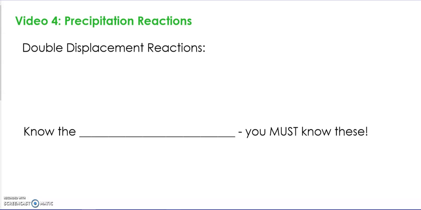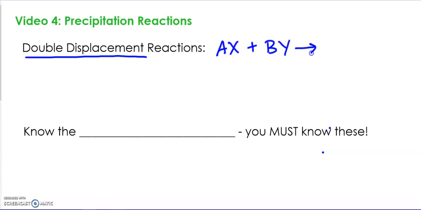This video is on precipitation reactions. And this should be review, hopefully, because precipitation reactions are the same as double replacement or double displacement reactions. So, quick reminder how these work. You have two compounds. Let's say we have AX, for example, plus BY.